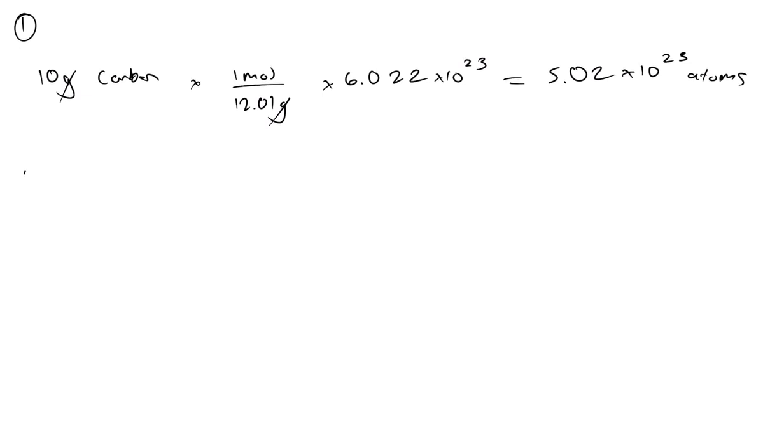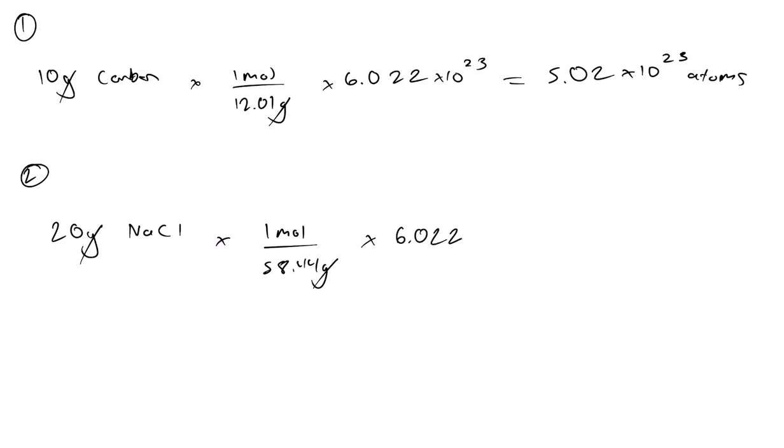Let's try another example. Let's say that we have 20 grams of NaCl, and we want to convert it to atoms. So we find the molar mass of NaCl, which when you look through the periodic table is 58.44 grams per mole. We have to get moles, so we put moles on the top over 58.44 grams on the bottom. The grams are going to cancel. And then now that we have moles, we multiply by Avogadro's number. And we're left with 2.06 times 10 to the 23.